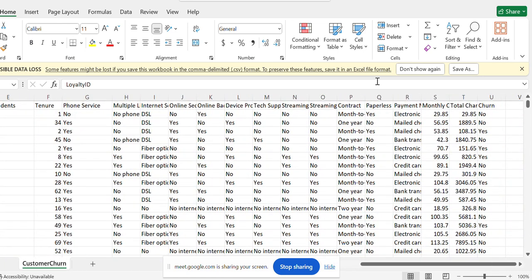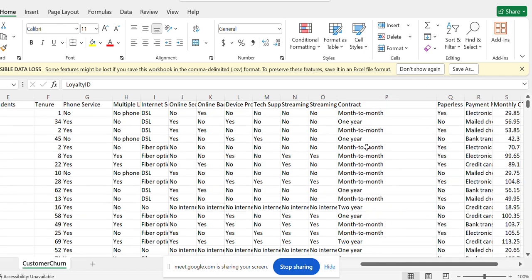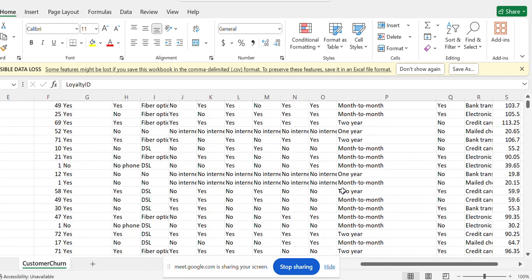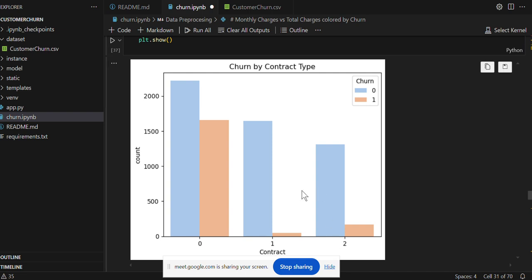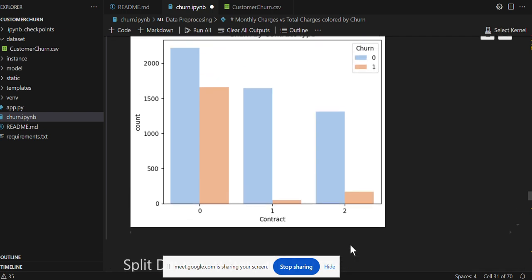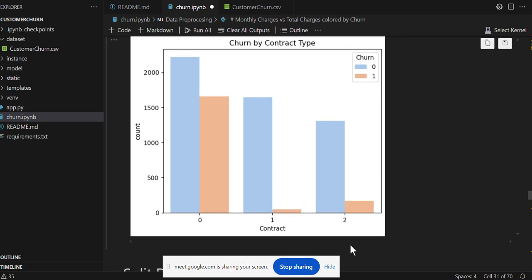Look at contract type, is it one month? We have month to month, one year, two year. So that's how we converted them to three classes: zero, one, and two. So the bars on top of it are based on those monthly stuff, which is churned and which is not churned, how many is churned and how many is not churned.